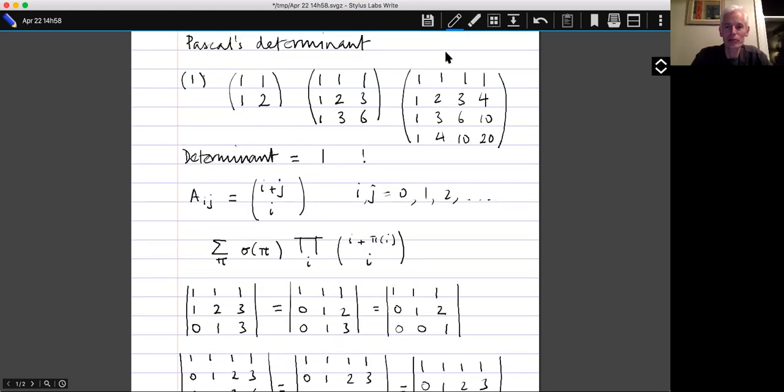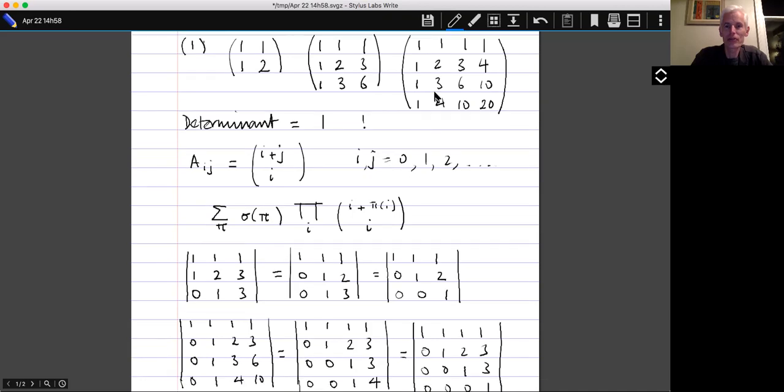Let's say I started with this 4 by 4 matrix. The first thing I did was to take each row and subtract it from the next row, which we know will not change the determinant. So that means that this one becomes, instead of 1, 1, 1, 1, it becomes 0, 1, 2, 3. And then this third row, I'd subtract 1, 2, 3, 4 from it and get 0, 1, 3, 6. And instead of just 1, 4, 10, 20, I get 0, 1, 4, 10.